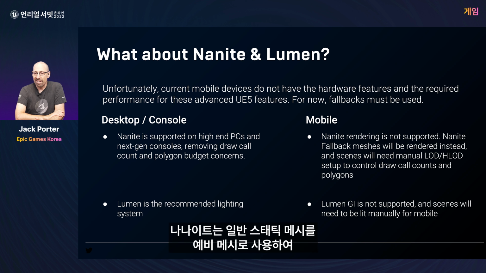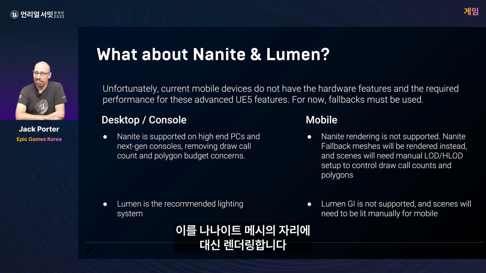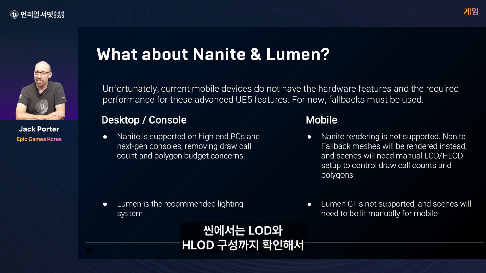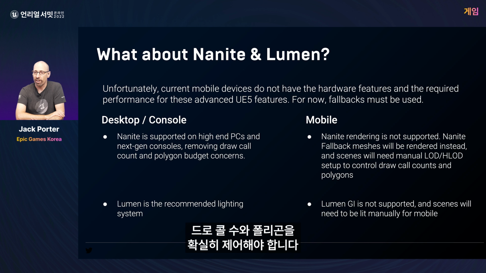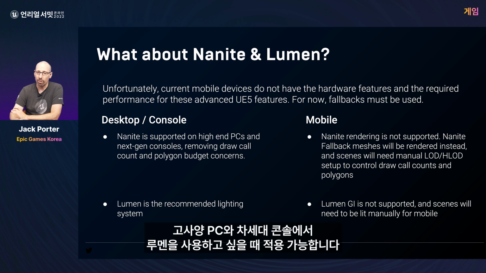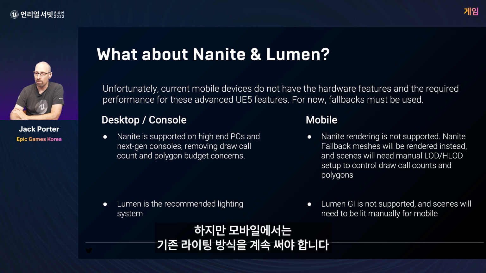Nanite will use the fallback meshes, and these are regular static meshes that get rendered in place of the Nanite meshes. But because they're regular static meshes, your scenes will need to use the LOD and hierarchical LOD setup to make sure the draw call counts and polygons are under control. Because Lumen global illumination is not supported, scenes will also need to be manually lit. You could use a lighting scenario if you wanted to use Lumen on high-end PC and next generation console, but mobile would continue to be lit in the traditional way.